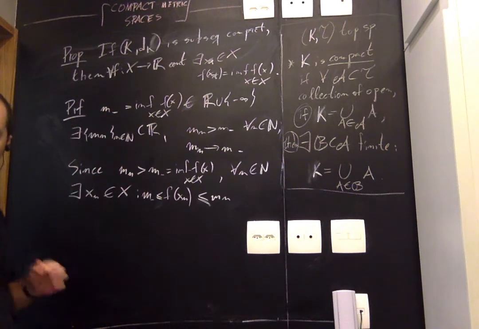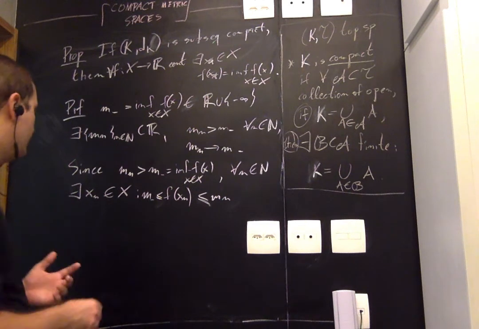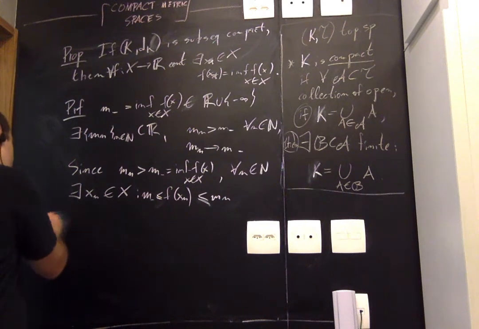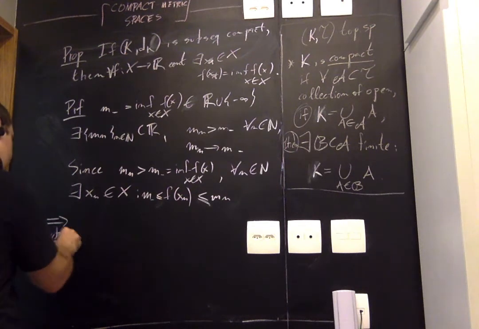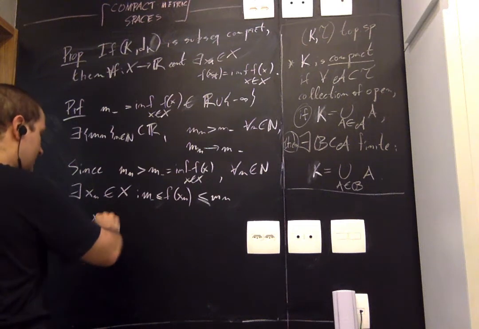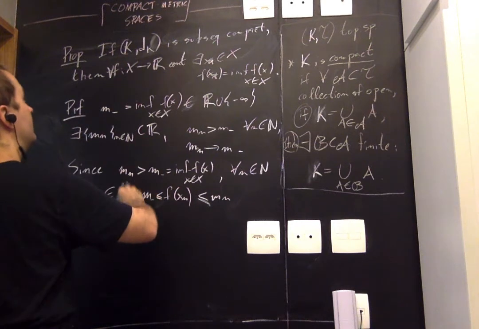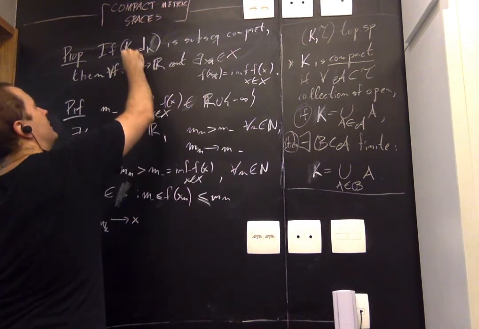Okay, now comes the time, and this is really the same argument that we used over the real line, to use subsequential compactness, which means that there is a subsequence of these points that converges to, sorry, I called this X, not K. It's K, sorry.